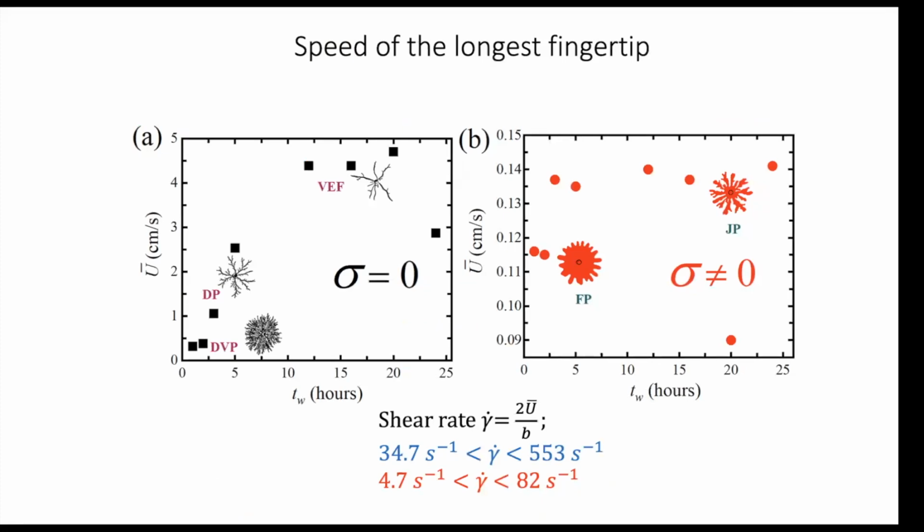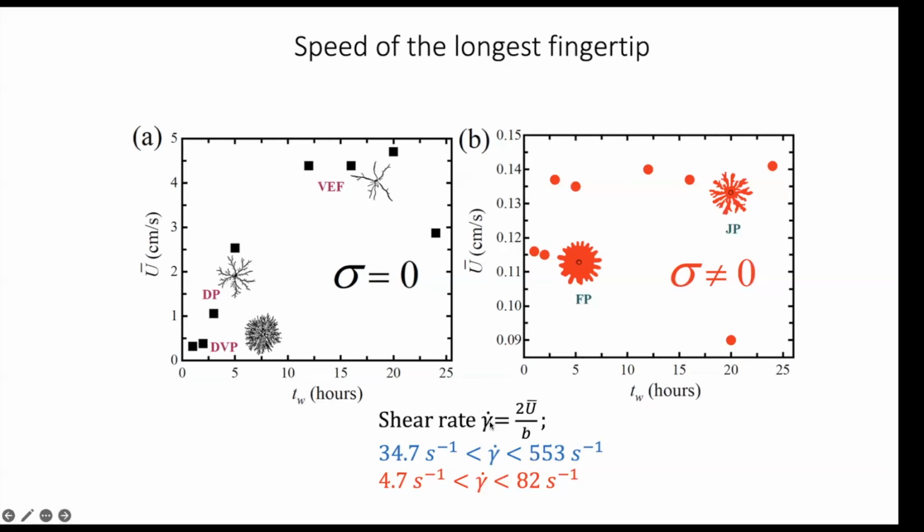So here we have U bar, the speed of the longest fingertip that we have measured using videography. And here you see that as the age of the clay increases for miscible displacements, the speed of the fingertip really becomes faster as you go from the dense viscous pattern to the viscoelastic fingering pattern. But then when the interfacial tension was not zero, when you use mineral oil, firstly you can see that the fingertip speeds are extremely slow when compared to what you got for the miscible displacements. But then they also do not really change with the age of the clay suspension.